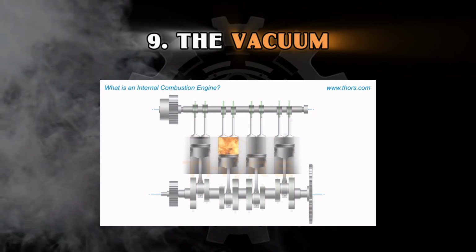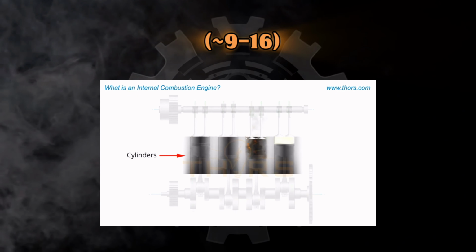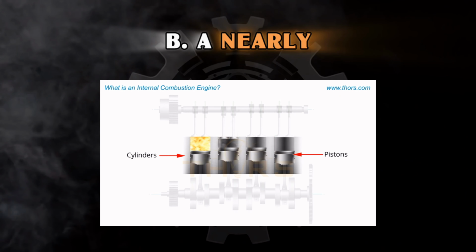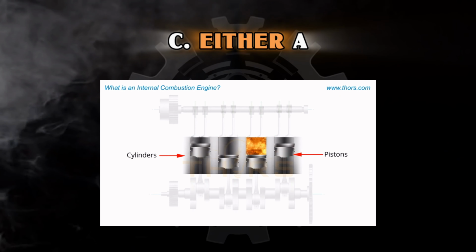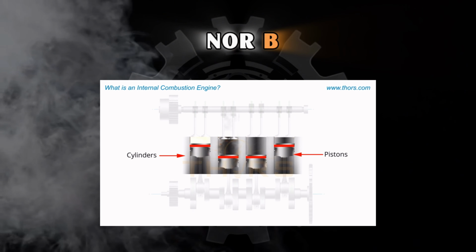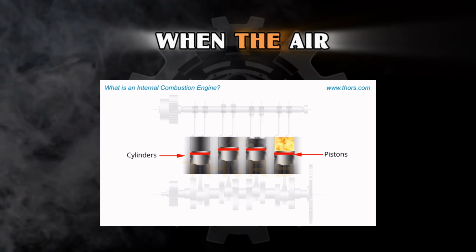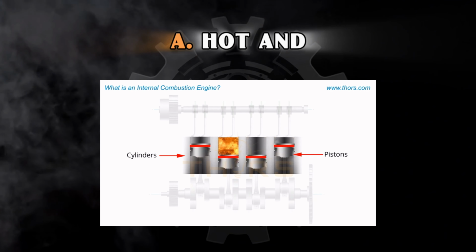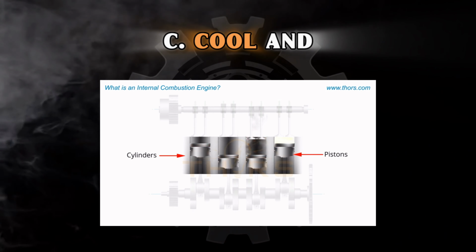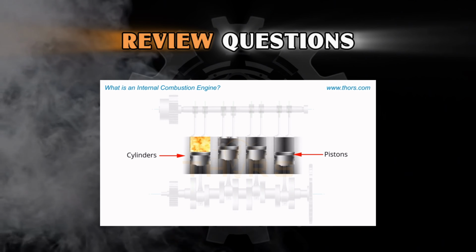9. The vacuum gauge compares a vacuum source with A. The atmospheric pressure. B. A nearly perfect vacuum. C. Either A or B. D. Neither A nor B. 10. An engine develops more power when the air is A. Hot and dry. B. Hot and moist. C. Cool and dry. D. Cool and moist.